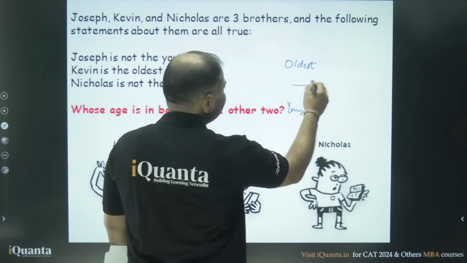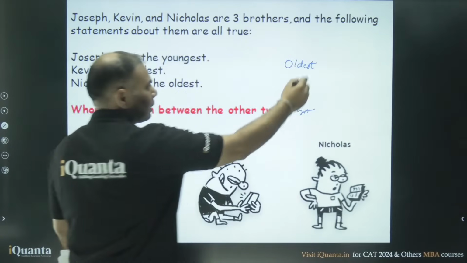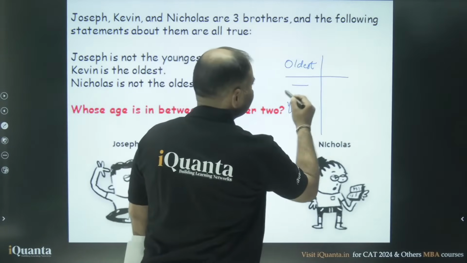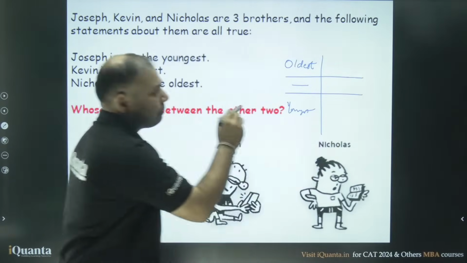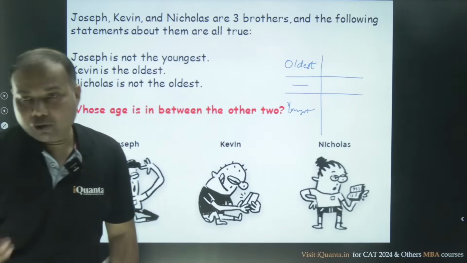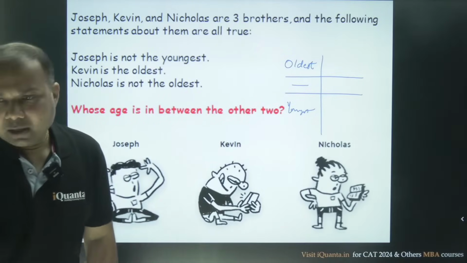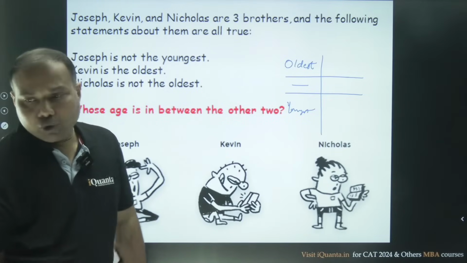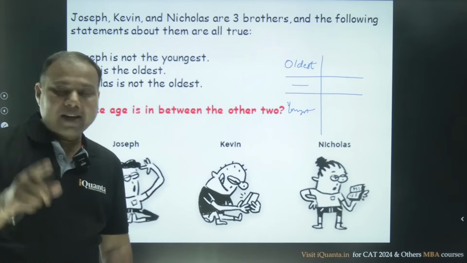And there will be in between a person, right? Let's make a slide table like this. See, making a table is also very important. So how we are solving the question, although it is a very easy question, you may not need to draw a table, but drawing a table is very important.